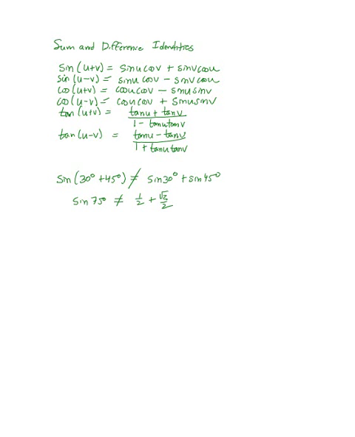Sine of 75, my calculator tells me this is roughly 0.9659, whereas sine of 30 plus sine of 45, that's 1.207. All right, so unfortunately, sine and cosine don't work that way. Not terribly surprising, because truthfully, almost nothing works that way.